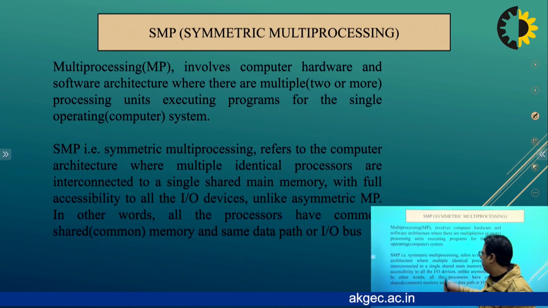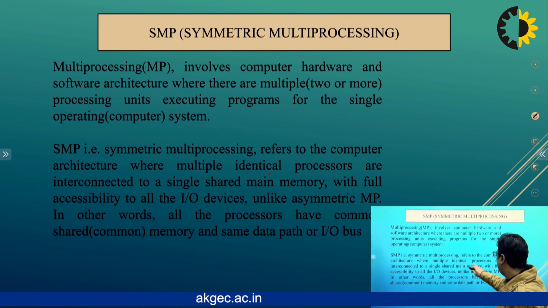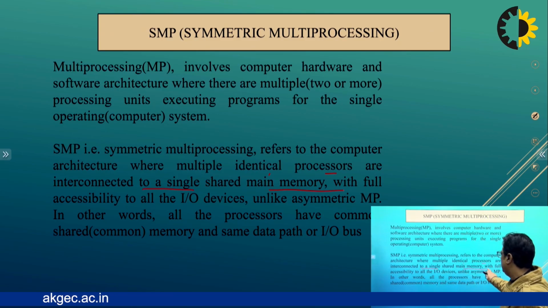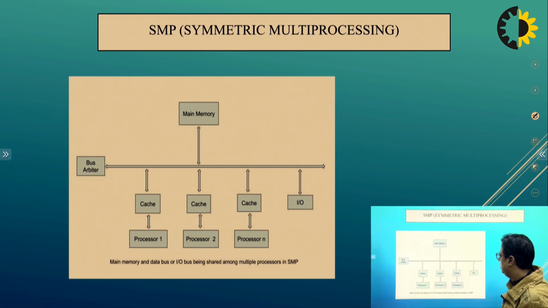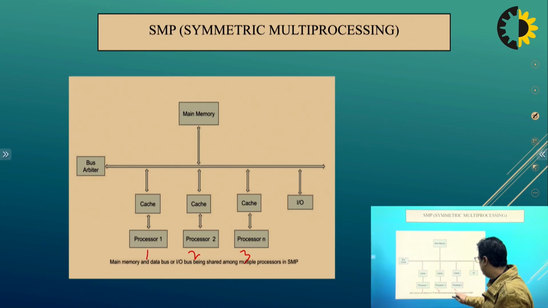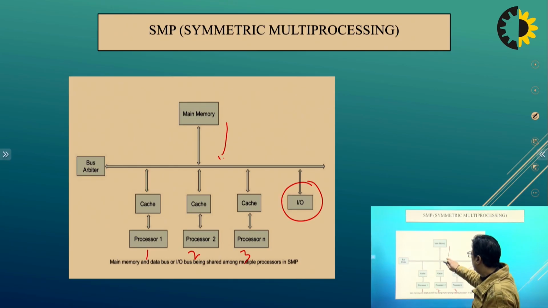So symmetric multiprocessors refer to a computer architecture where multiple identical processors are interconnected to a single shared memory with full accessibility to all the input outputs. So here are processor 1, processor 2 and processor 3, and this is the input output, and main memory is in shareable mode. This is the shareable mode.